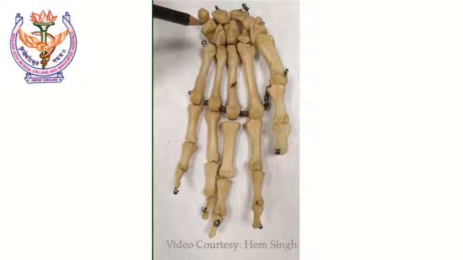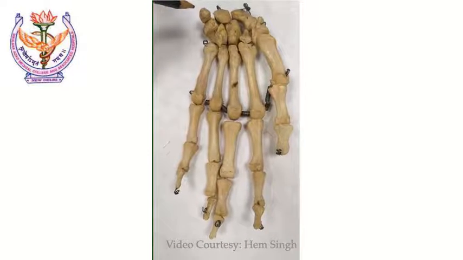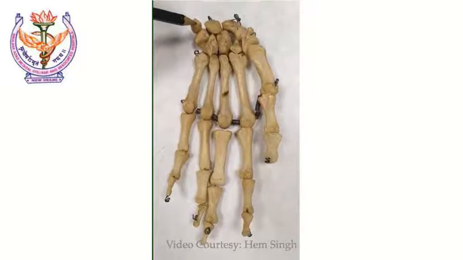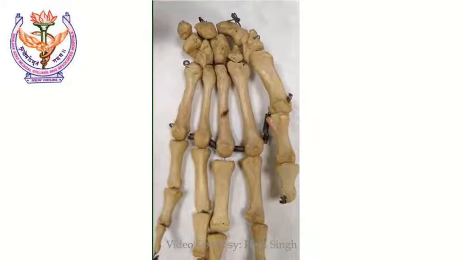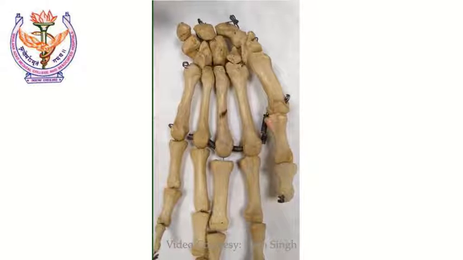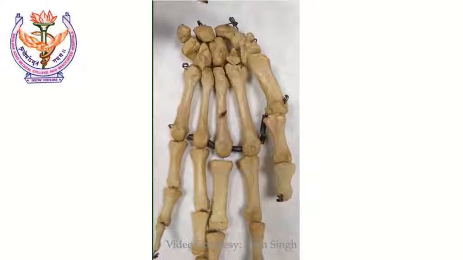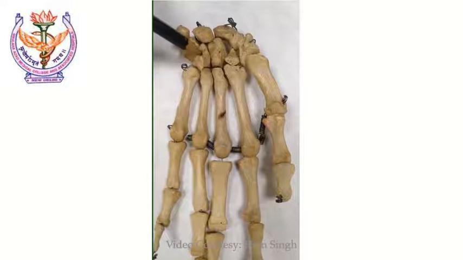hypothenar muscles. First, the abductor digiti minimi arises from the pisiform bone over here, and the flexor digiti minimi and opponens digiti minimi both take their origin from the hook of the hamate over here.